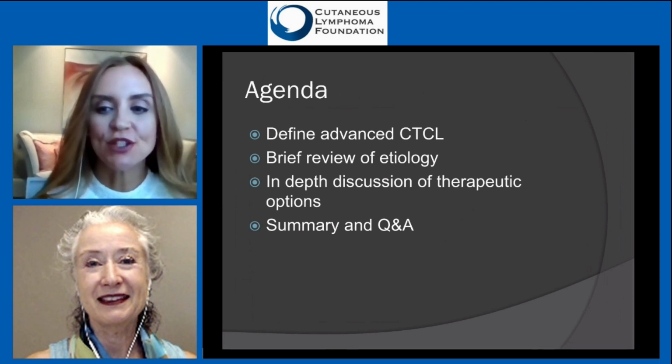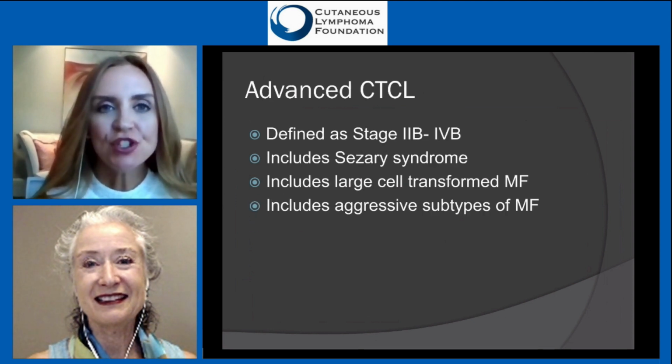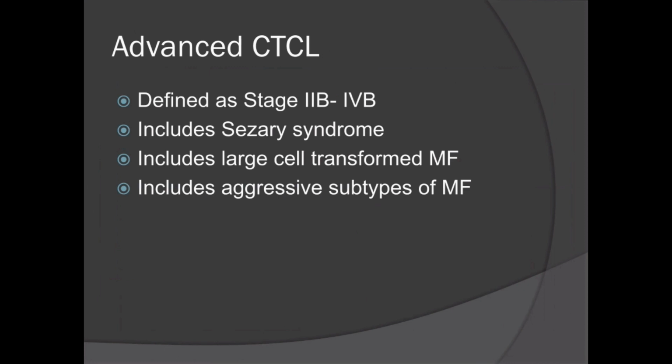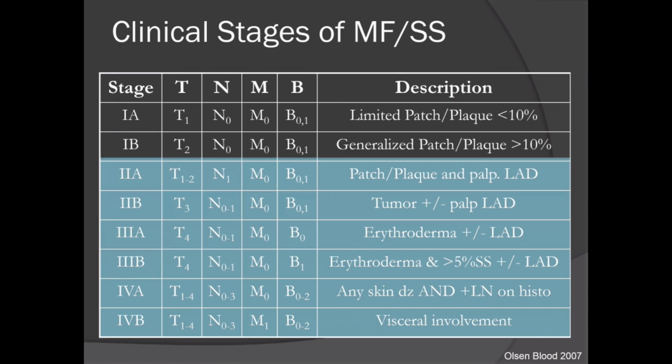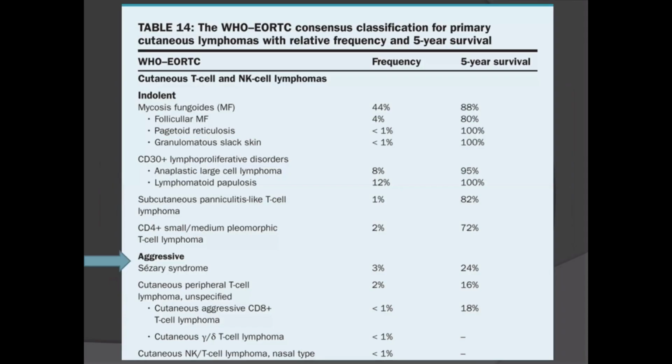Thank you again, Susan. So I'm going to jump right in so that we can save time for questions. First of all, advanced CTCL is defined as stage 2B and higher disease. This includes Sézary syndrome, it includes large cell transformed MF, and it includes aggressive subtypes of MF. So here's the staging system here, and you see highlighted in blue the more advanced stages of disease, and this is what we're going to be focusing on today.